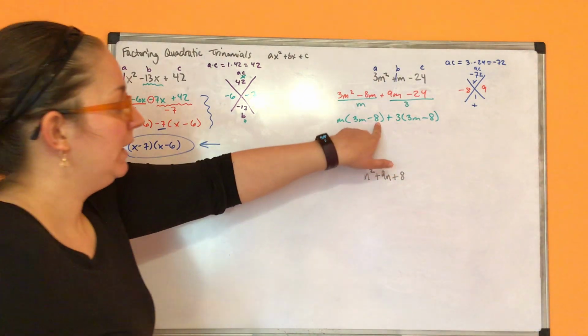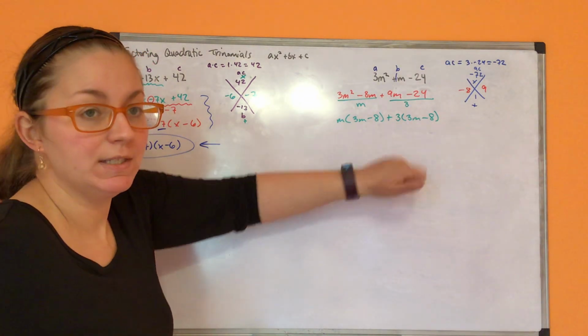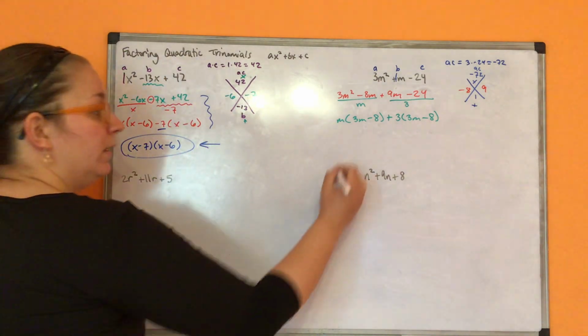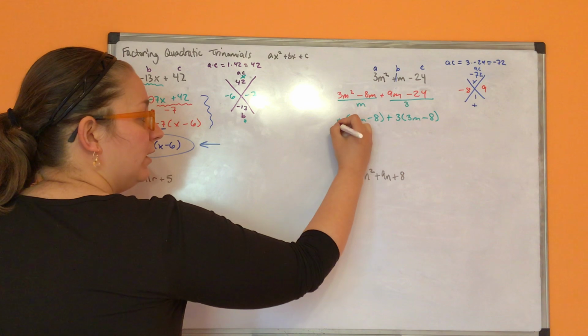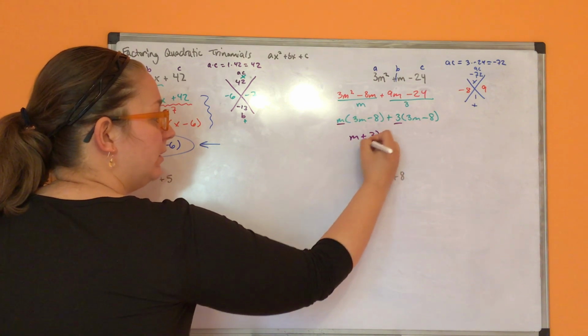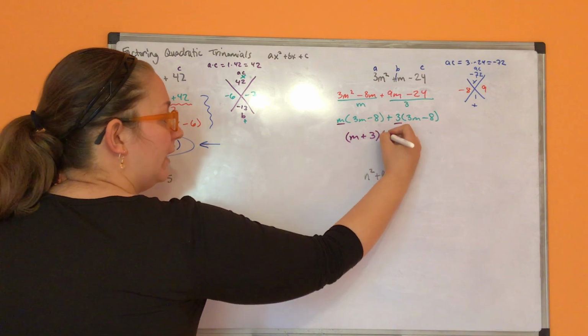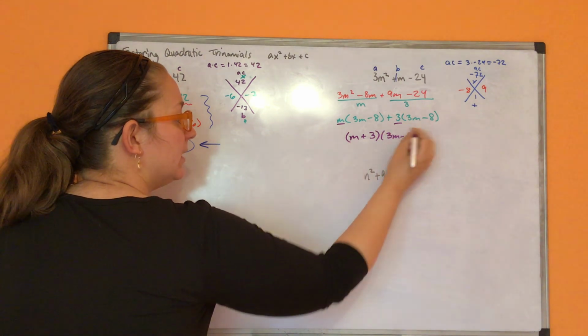Double check here, do I get the same thing in both sets of parentheses? I do. We can factor by grouping, not a problem. So our final answer is going to be our two GCFs, m plus 3. It's a little smudgy there, sorry. And then our repeated factor, 3m minus 8.